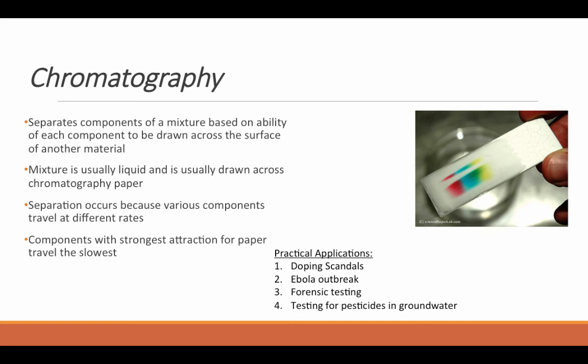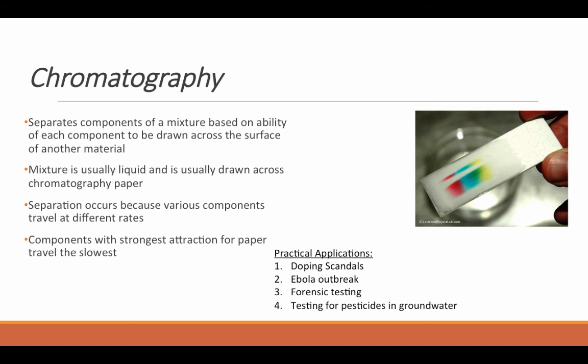They can also use it in forensic testing. Forensic scientists who work in police stations, say if there's a crime and there's blood left at the scene, forensic analysts can use the process of chromatography to test that, and you can also use it in the agricultural world if you're testing for pesticides in the groundwater. So it's used a lot of different ways, and you can see in the picture that the colors are separated, so you can see red, blue, green, and yellow.